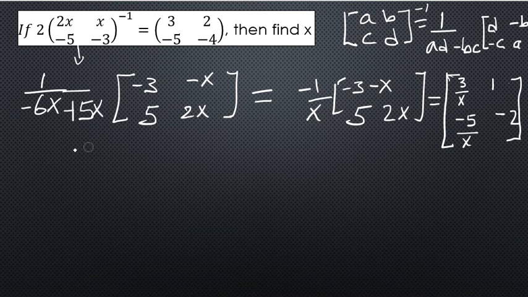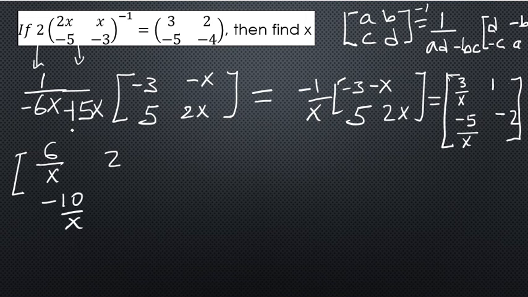So it will be multiplied now by 2. When you multiply, the 2 will multiply each entry of the result here. The first entry is 6 over x, then the second entry is 2. Again, the 2 will multiply the next one, negative 10 over x. Again, the 2 will multiply the last one, which is going to be negative 4. This is equal to, it's given already, this is equal to what?